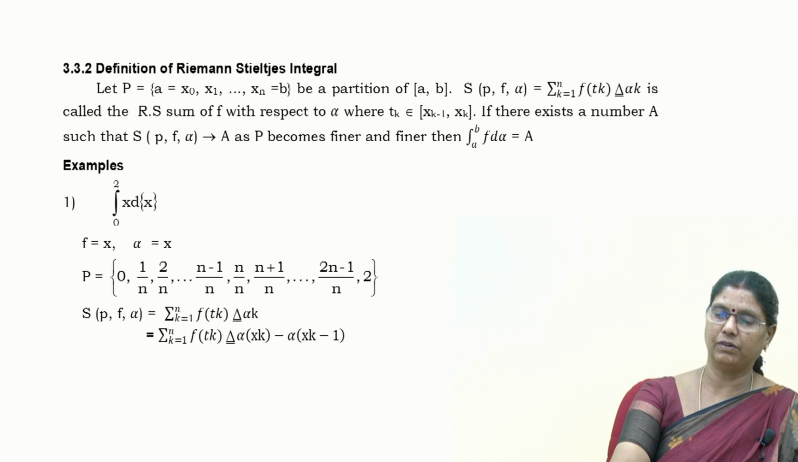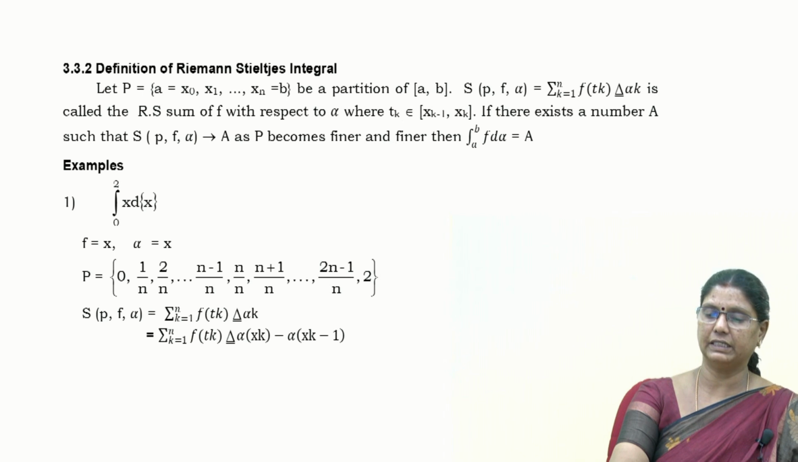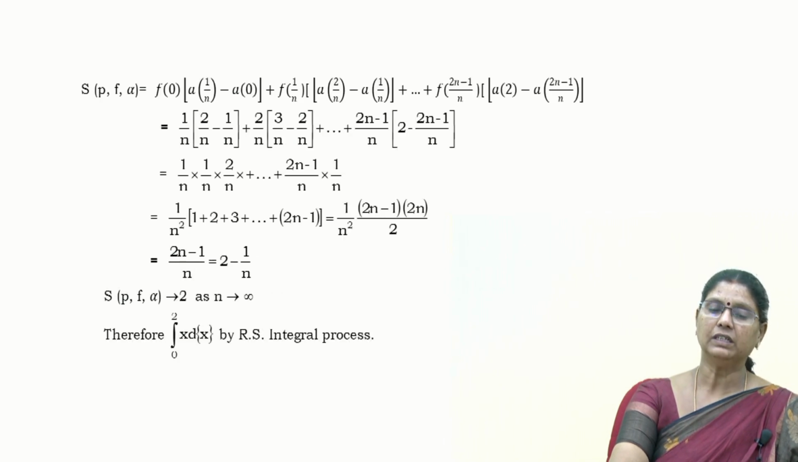Here is an example for the Riemann-Stieltjes sum: the integral from 0 to 2 of x d(x). The S_P(f, alpha) we have obtained in the form of the summation of f(tk) times alpha(xk) minus alpha(xk minus 1). Based on this we write the values as f(0) times alpha(1/n) minus alpha(0) and so on, and finally here we get 2 minus 1/n, that is, S_P(f, alpha) tends to 2 as n tends to infinity.